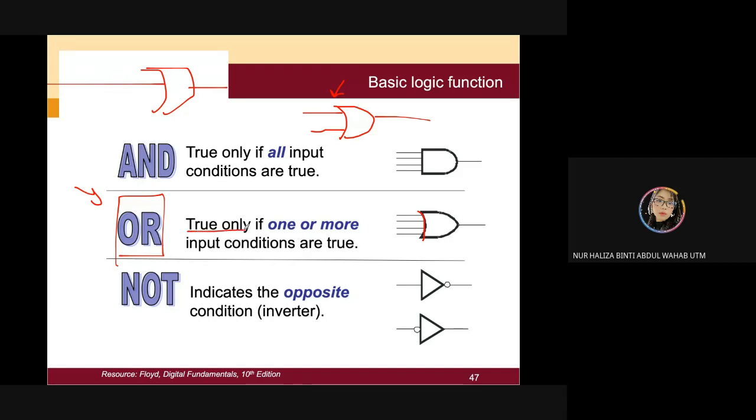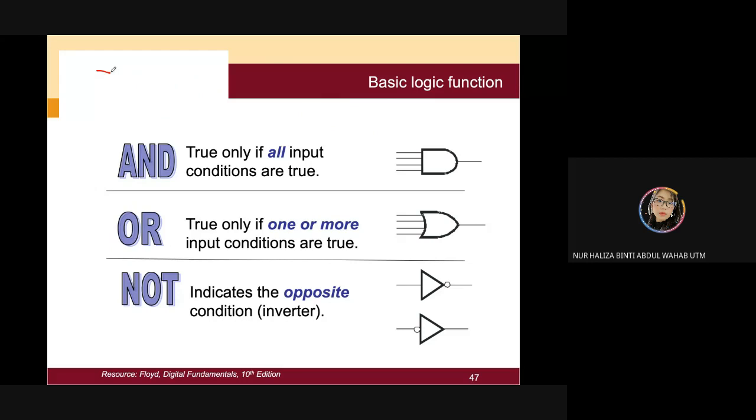And it's only true when you have at least one or more inputs as 1 or true. So if let's say you have 0, 0, only then you will get 0, but the rest will be 1. So how does the table look like?